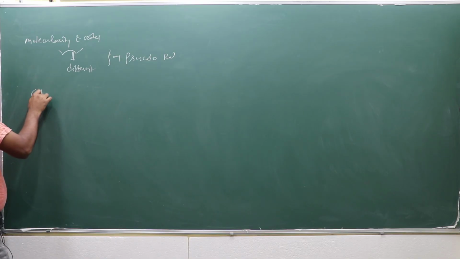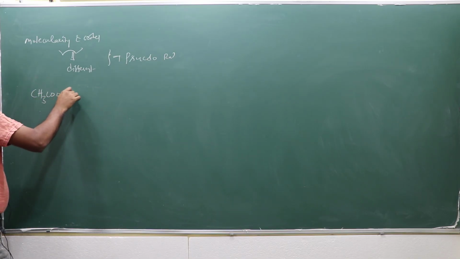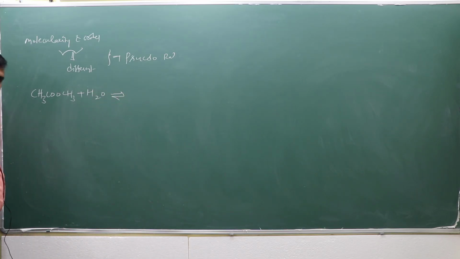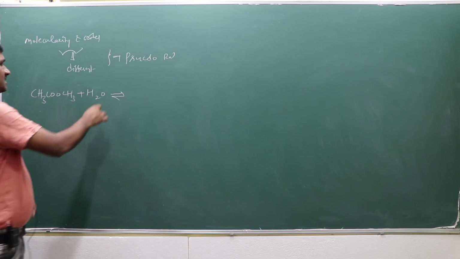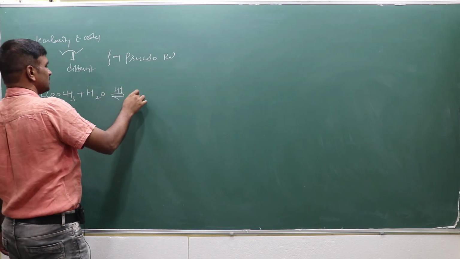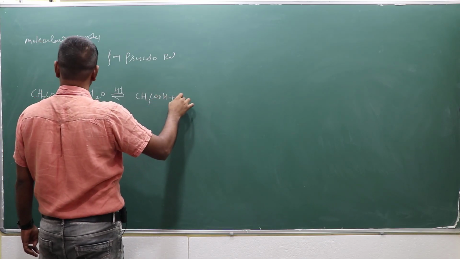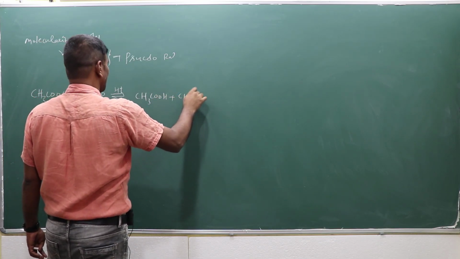Suppose for the hydrolysis of methyl acetate in the presence of an acid catalyst, like that. So hydrolysis of methyl acetate in the presence of catalyst gives CH3COOH plus CH3OH.